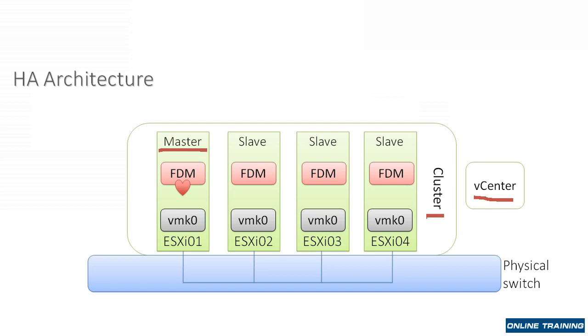So if we have a slave host that all of a sudden goes down, it's going to stop sending heartbeats to the master. The master can determine that, and it'll do a couple of tricks to verify that the host is truly down, at which point those affected VMs can start booting up on other hosts.